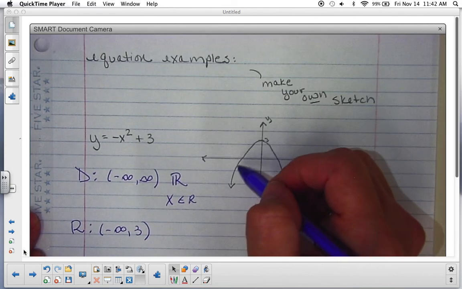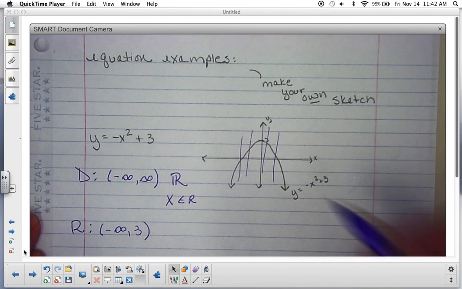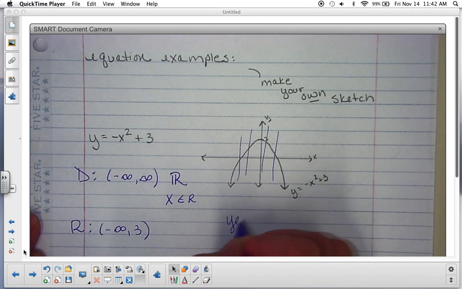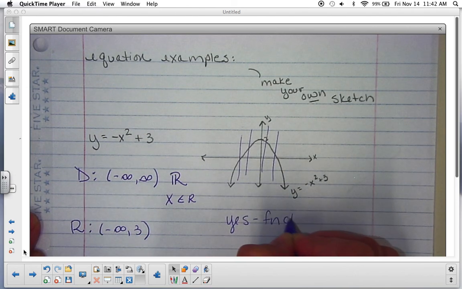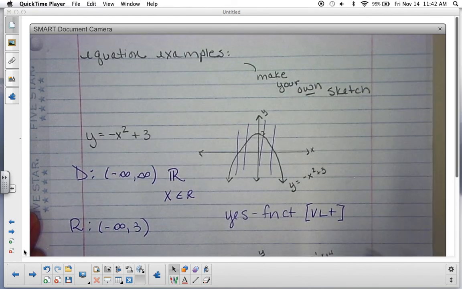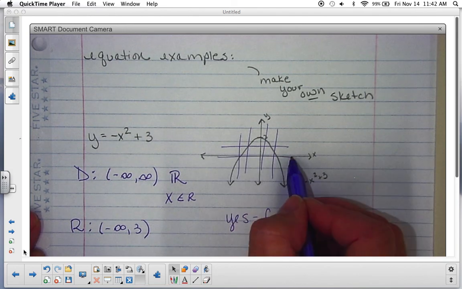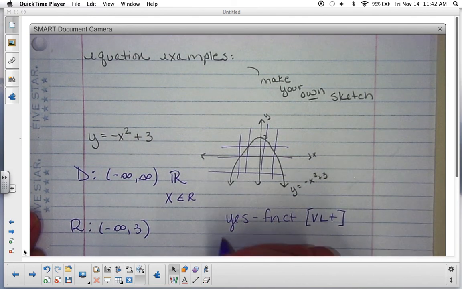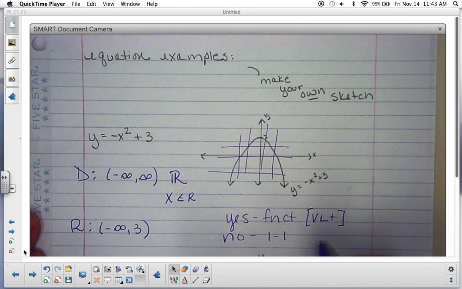Is it yes or no for function? Does it hit only one time for function? Yes, it is a function. That's my vertical line test, if you want to remember it was from that. But it is not one-to-one because if I draw a sideways line, it would hit 2 times. So it's no to one-to-one. And that again is my horizontal line test.